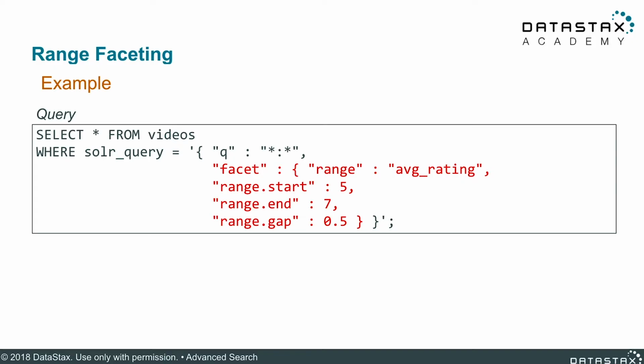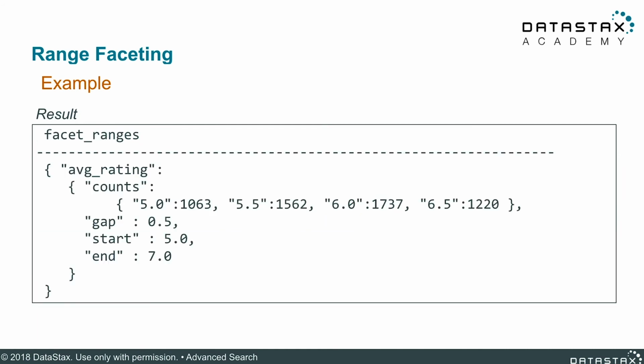If we're creating facets based on multiple fields, we have to use a slightly more verbose syntax. Here's an example. We want to bucket based on the average rating field. Then, we want to see buckets for values between 5 and 7 in increments of 0.5. In our faceting output, we get 4 buckets back based on ranges of 5, 5.5, 6, and 6.5.